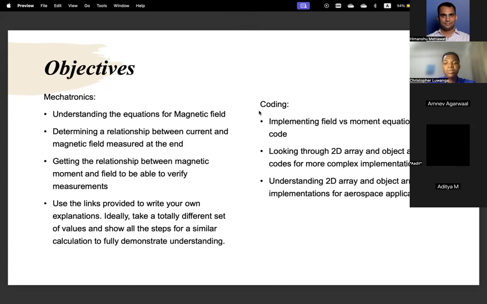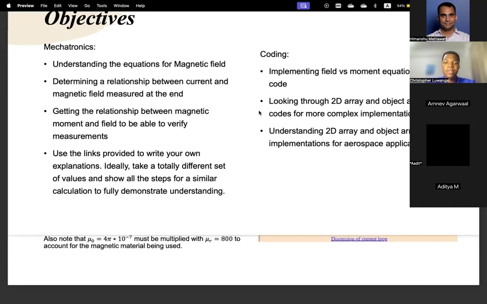On the coding side, we want you to be able to implement some field versus moment equations, and we're going to provide you a template of starting code for this. Look at 2D arrays and object array codes for more complex implementations based on the starting code that we'll also provide. And then just for you to understand 2D arrays and how to get items out of the array, how to put items into the array. The specific case that we're sharing with you here, of course, is aerospace, but we think that it's an important skill, no matter where you are, to be able to understand 2D arrays.